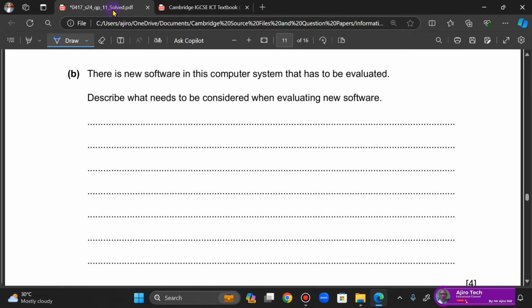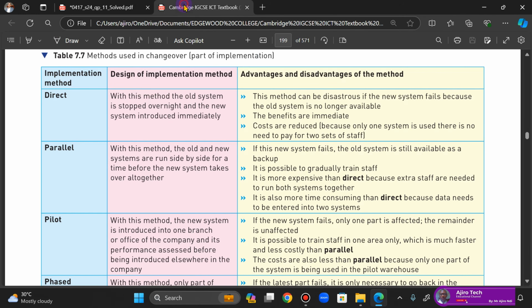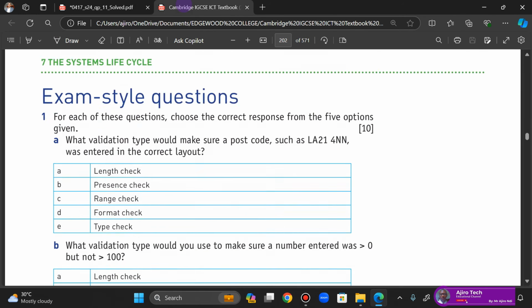There is new software in this computer that has to be evaluated. Describe what needs to be considered when evaluating a new software. So this is also chapter 7, the systems life cycle. And here we're looking at what? Evaluation. This is where maintenance is also carried out. So take note of that. Okay, so let me show you what needs to be evaluated.